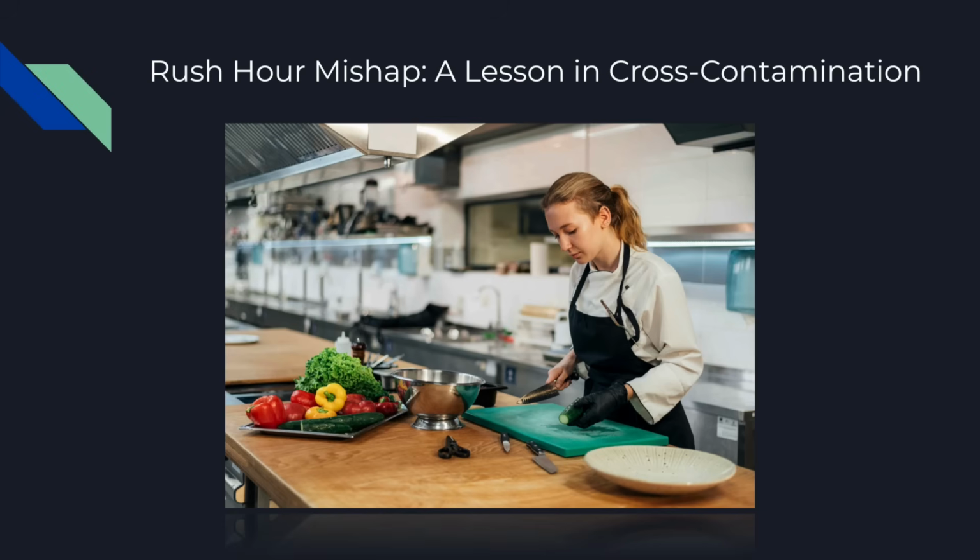So she starts by cutting up some raw chicken on a cutting board. After slicing the chicken into pieces, she places it in a bowl to marinate. Moves on to preparing the vegetables for a salad. Without thinking, Maria uses the same knife and cutting board she used for the chicken to chop up the lettuce, the tomatoes, and the cucumbers.